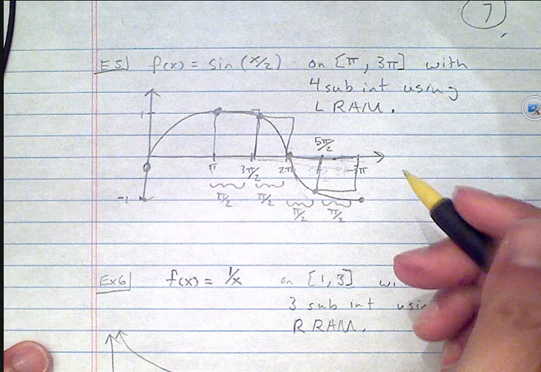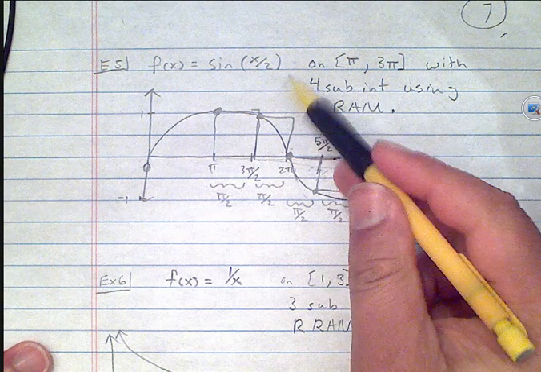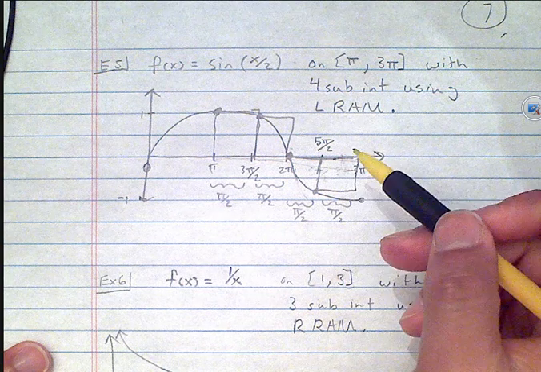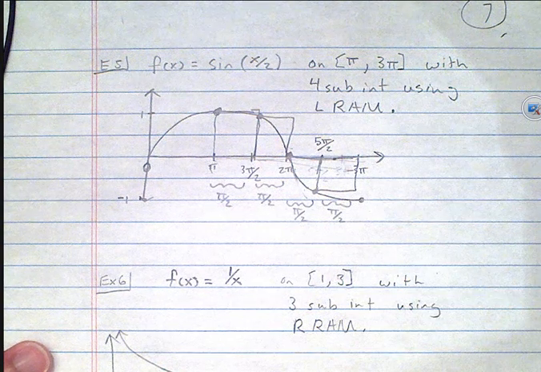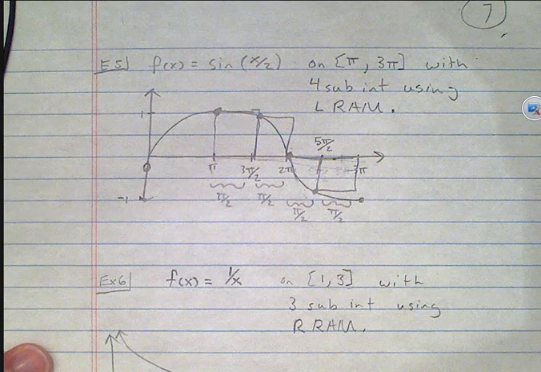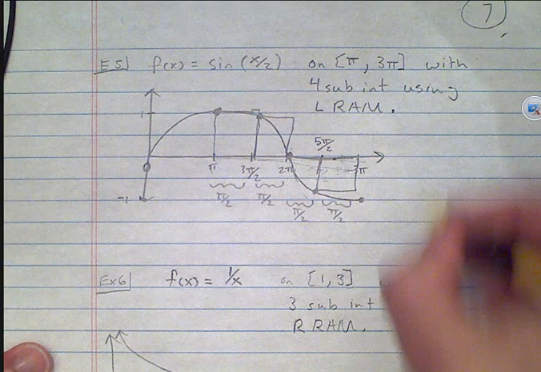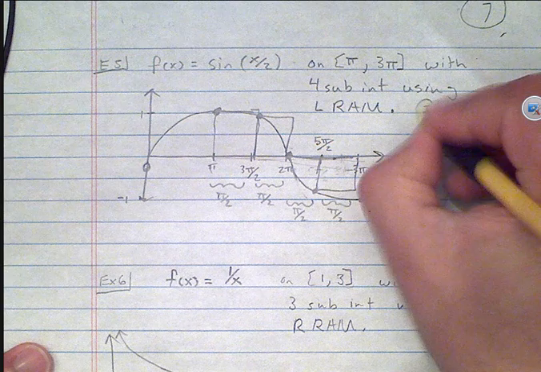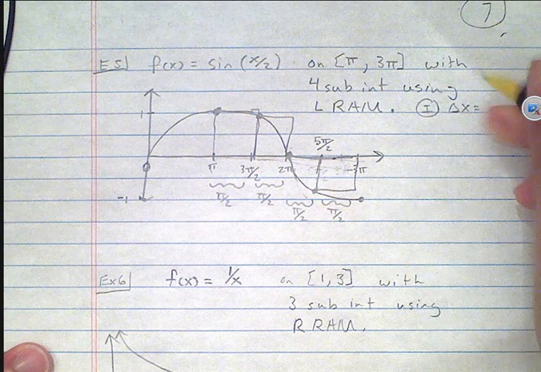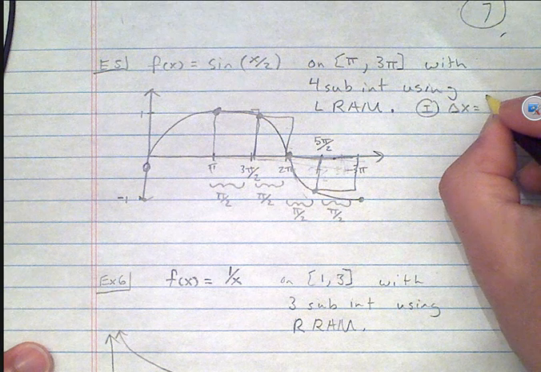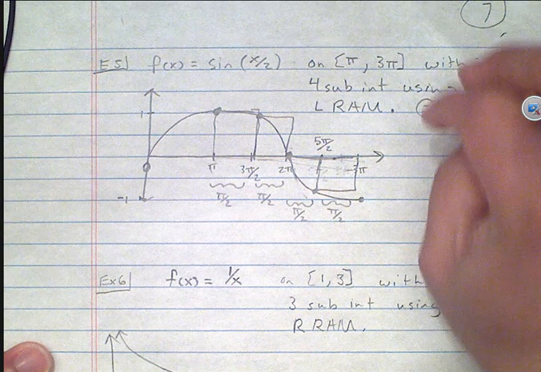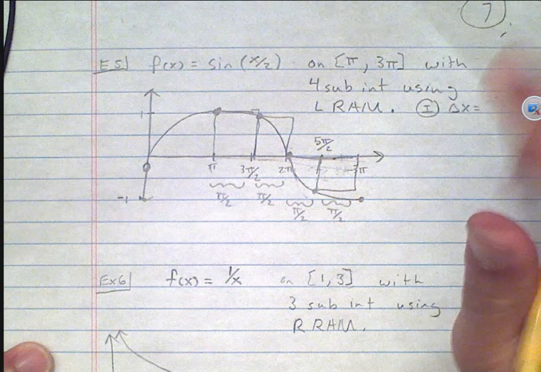Now you could plug each one of these points into the formula and figure out what your values were, but that would be the easy way, okay? We're going to do it the hard way with LRAM. So step 1, find delta x, and it's b minus a over n. Actually, we already found delta x, so we don't have to work it out. It's pi over 2.